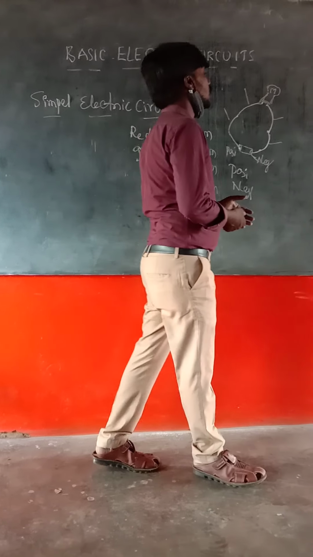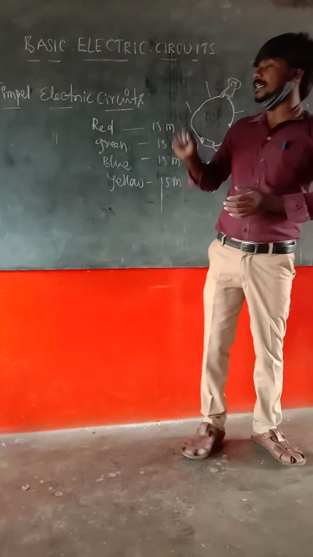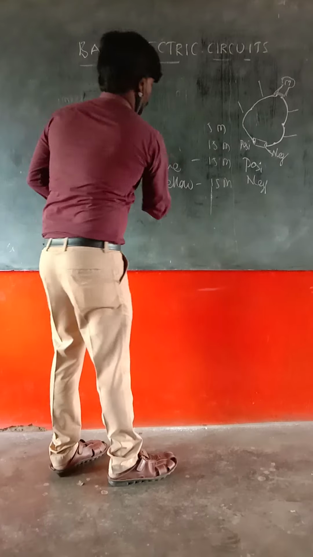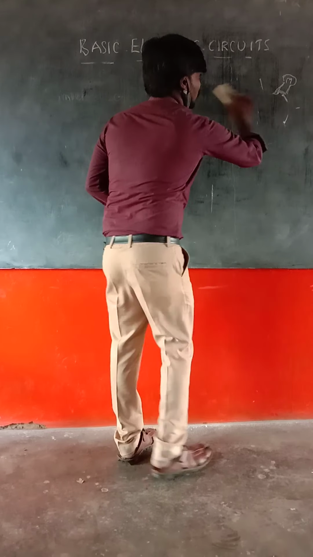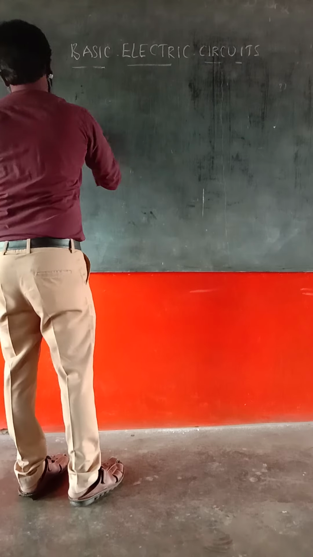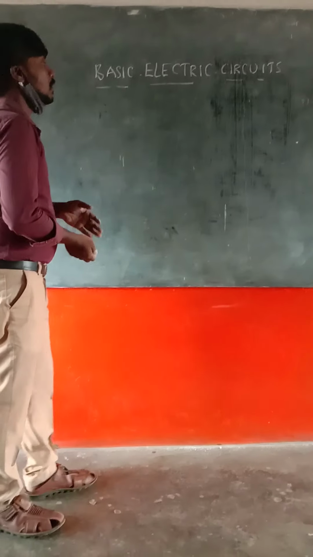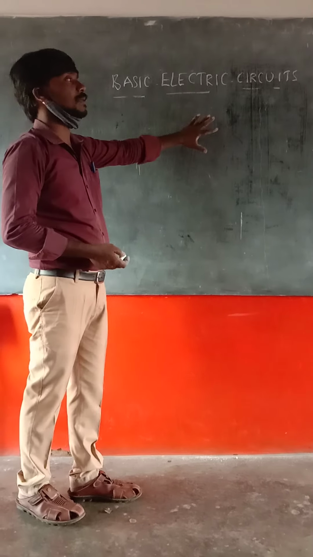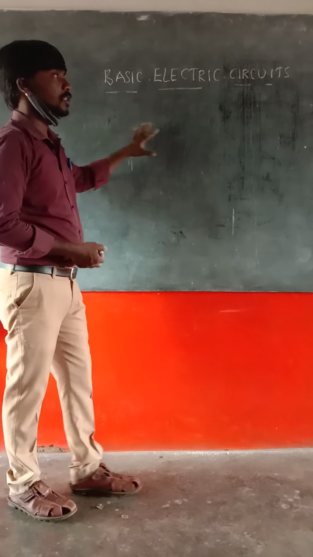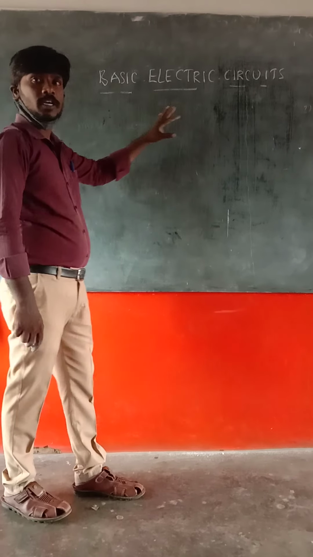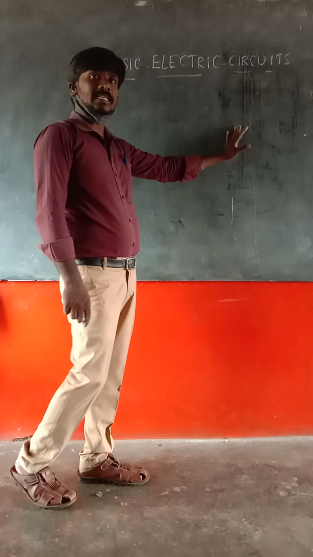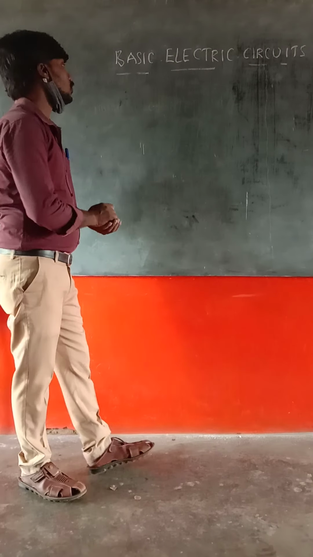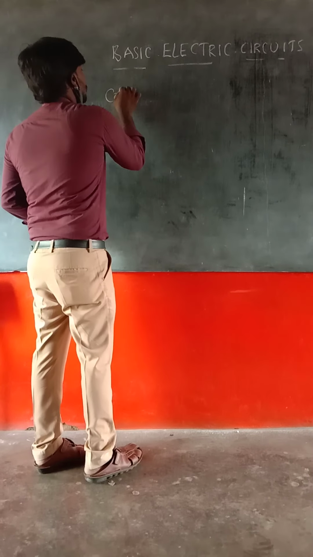And one more thing in this lesson, the basic electric circuits, already I told about. Cell is one of the parts of a simple electric circuit. Bulb, switch, switchboard, and fuse are also parts of a simple electric circuit. And one more thing I told about: conductors and insulators.